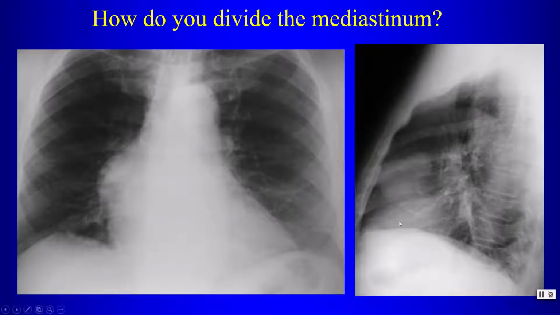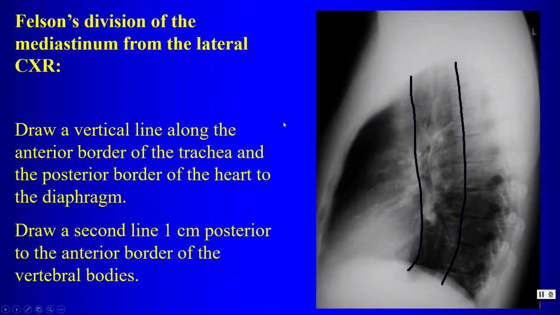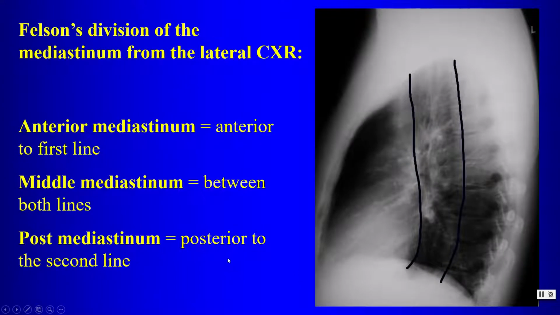Here is a nice example of somebody with an anterior mediastinal mass. So I find that the best classification scheme is the Felson division of the mediastinum based on the lateral chest radiograph. We draw a vertical line along the anterior border of the trachea. It comes down posterior to the heart and down to the diaphragm. We draw a second line 1 centimeter posterior to the anterior border of the vertebral bodies. Everything anterior to this line is anterior mediastinum. Between the two lines is middle mediastinum, and behind that line is posterior mediastinum.